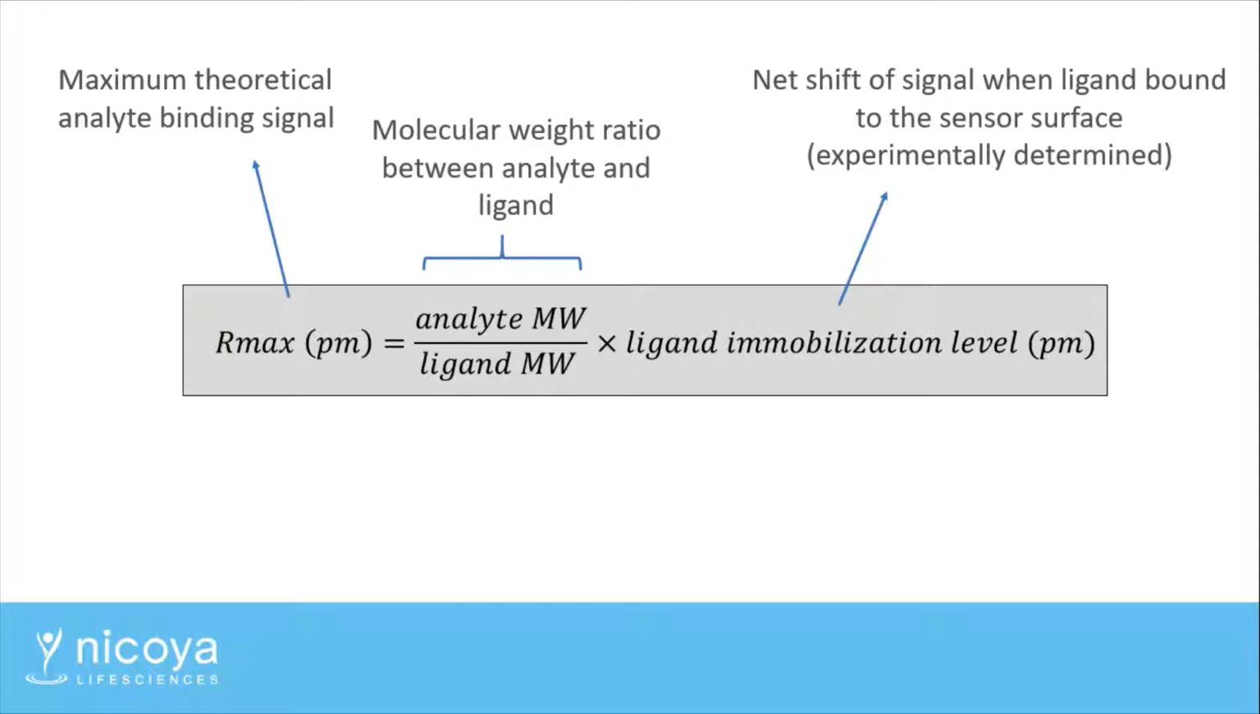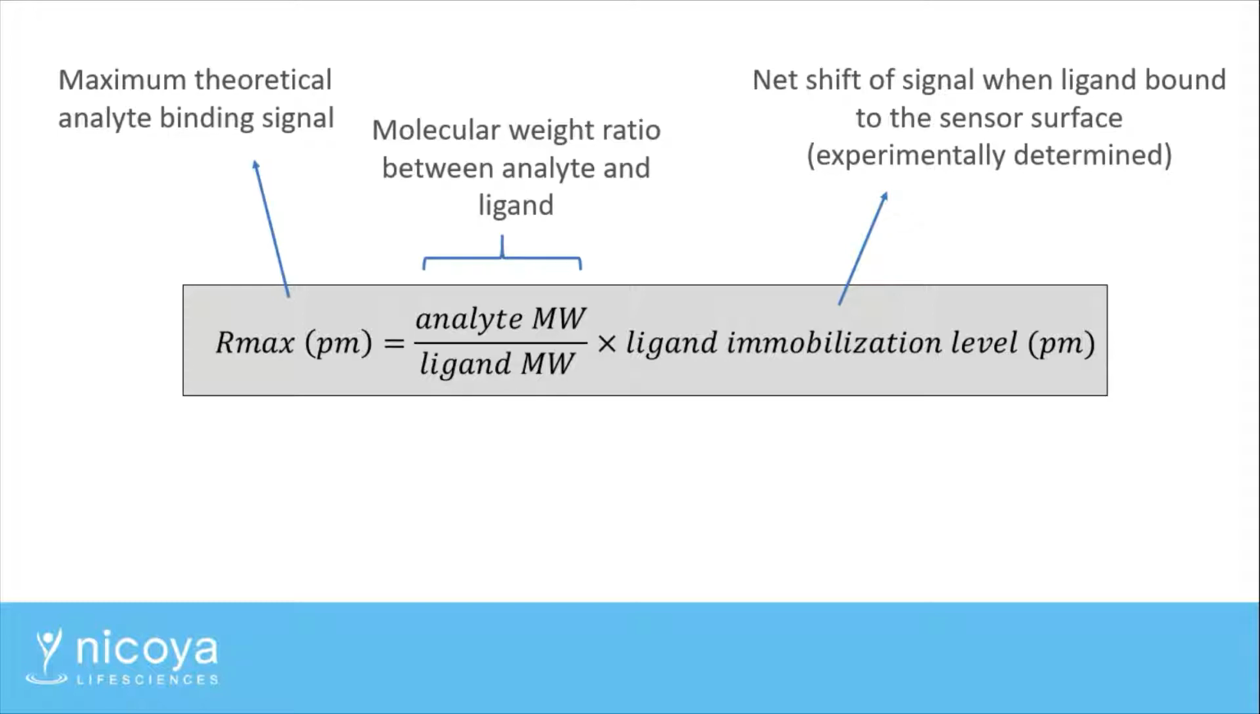Now, the units of our response signal are nanometers or picometers, as remember, we are tracking a wavelength position. And then we can relate the analyte binding signal intensity to the molecular weight ratio between the analyte and the ligand, as well as the ligand immobilization level. This term, the ligand immobilization level, is determined experimentally by calculating the net shift in the response signal during our ligand immobilization step. And this is very well outlined in our sensor chip tech guide.